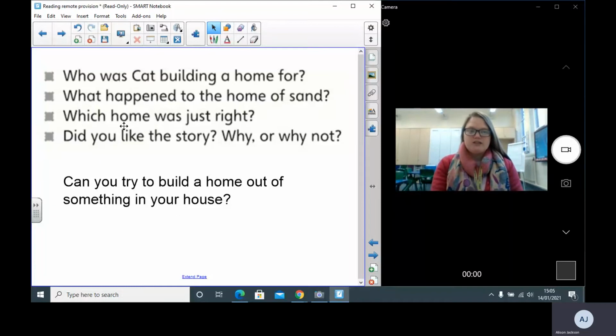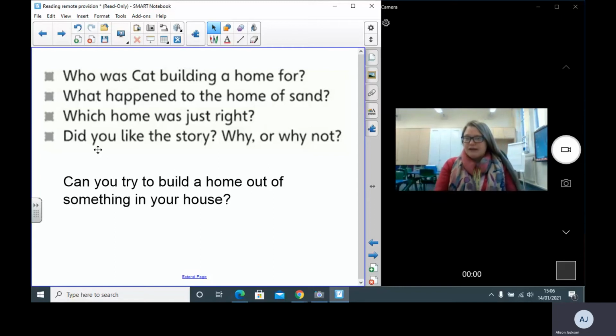Right, next question. Which home was just right? So which home was just right? What was the best home for Ted? It was the home made of bricks, wasn't it? Because all the other houses fell down and the home of bricks stayed up, and Cat went, yeah. Okay. Did you like the story? Why or why not? So have a think. Did you like the story? Why or why not? You can tell me. Type it in a message on your Dojo or Classcraft to tell me if you liked the story and why you did or didn't like it.